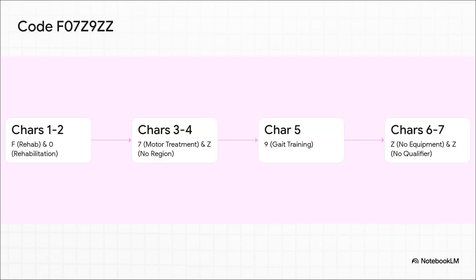Let's look at one more clinical vignette. A patient is admitted after a stroke with right-sided hemiplegia, which is paralysis, and a certified physical therapist performs functional ambulation. This translates seamlessly to F07Z9ZZ. That's F for physical rehab, 0 for the rehab section qualifier, 7 for motor treatment, Z for no specific body region, 9 for the gait training type qualifier, and 2 Z's for no specific equipment or further qualifiers.